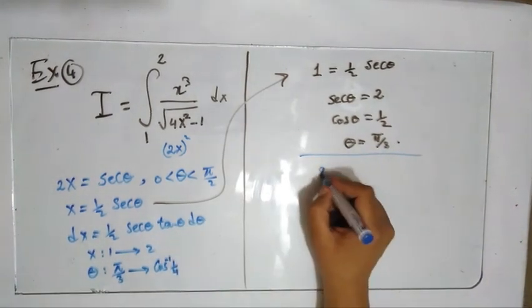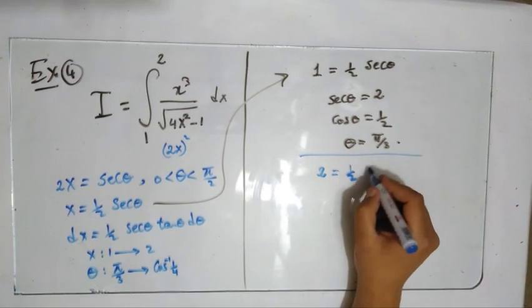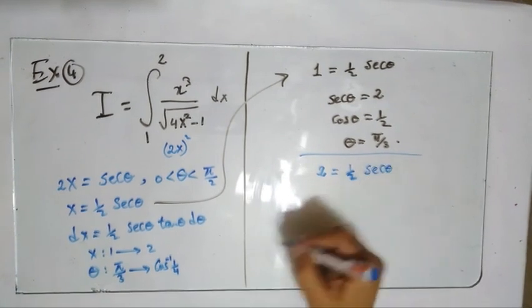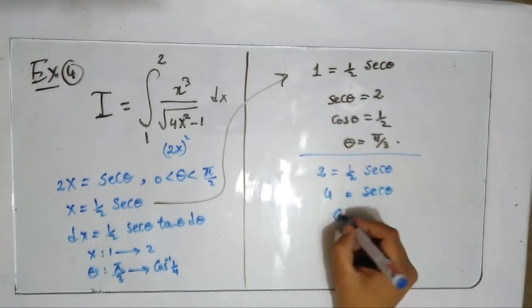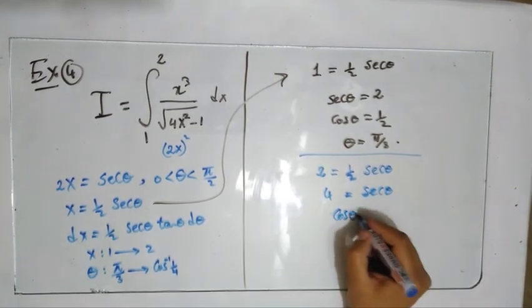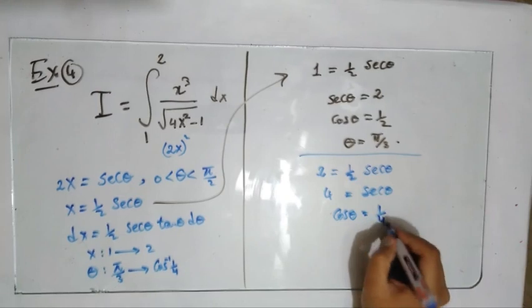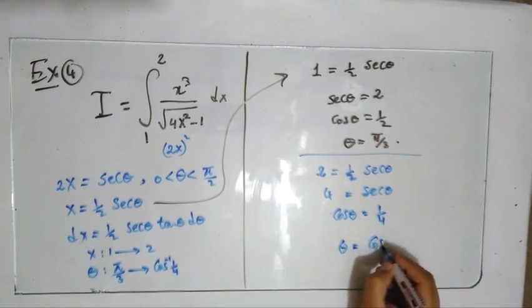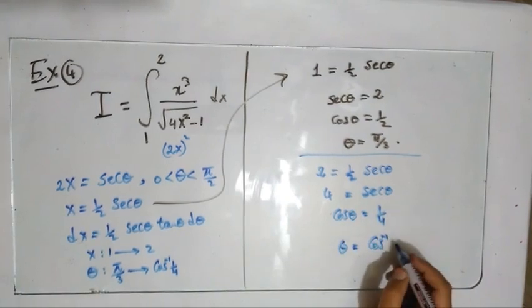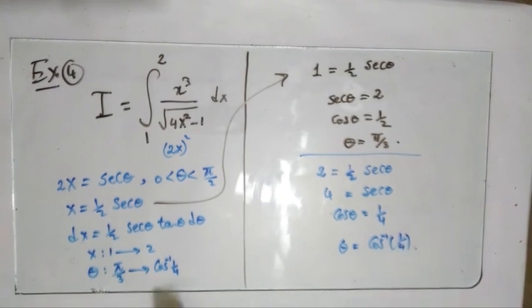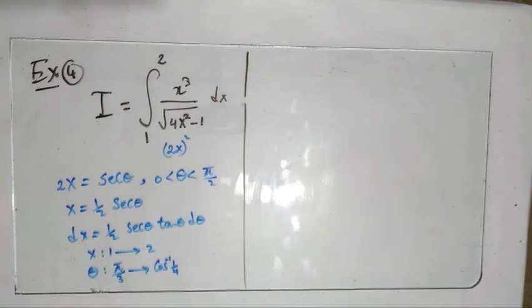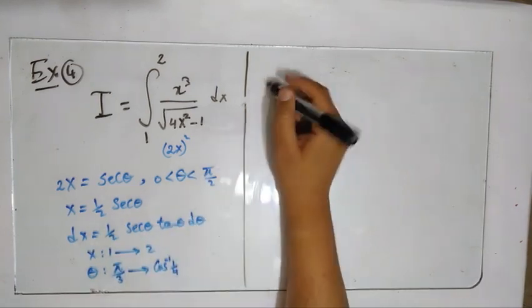Okay, and the same for the other one. Let x equal 2, so 2 equals half sec theta, which means that 4 equals sec theta, so cosine theta equals 1 over 4, so theta equals arc cosine of 1 over 4. So this is why theta will change from pi over 3 to this value. Now let's use this substitution to solve our integral.